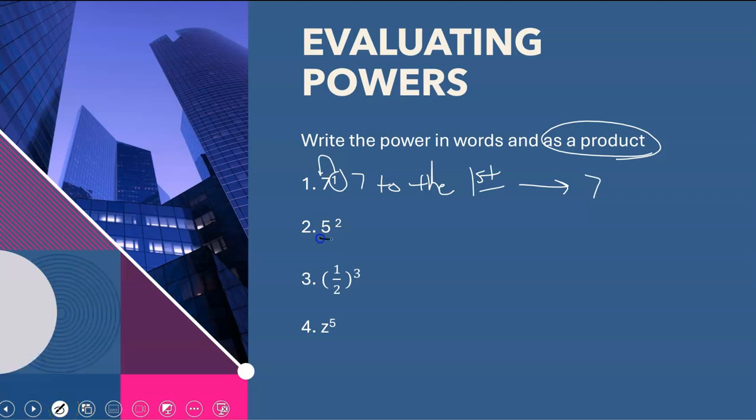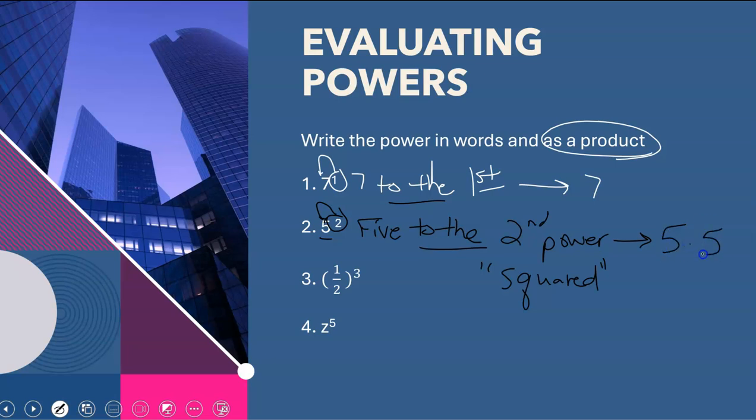Let's go on to the next one. 5 with a little 2. Now remember, we start with the bigger value. So we're going to say this is read as 5 to the, that's your little sentence stem there. And then we have a little 2. So we could say second power, but there's a little trick when we have the 2. We could also say squared, and some of you might have heard of that already. What that means as a product is that there are 2 5s being multiplied together. So we have 5 times 5.